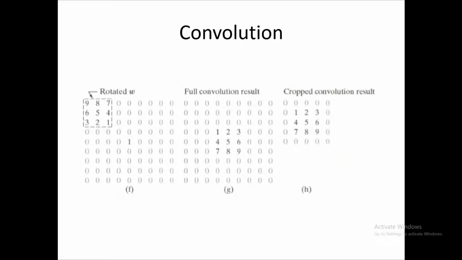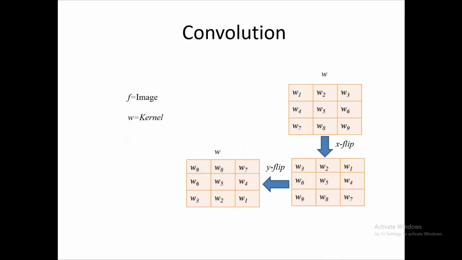If we see the result of convolution, we have w, and we have the rotated or flipped w, and after we perform the convolution operation we get the result, which is just the flipped version of the correlation. We can see here in the result it's 1 2 3 4 5 6 7 8 9. However, in correlation it was 9 8 7 6 5 4 3 2 1. We can see here, let's go back.